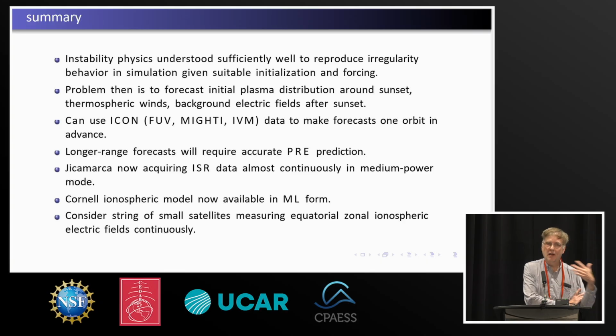That just moves the problem along, because in order to drive our simulation, we need to know the initial conditions and the forcing, and now we have to forecast that. But at least using a satellite like ICON and the instruments that were on it, there's sufficient information to forecast, using the persistence of the measurements, whether or not irregularities are going to be present in the subsequent orbit.